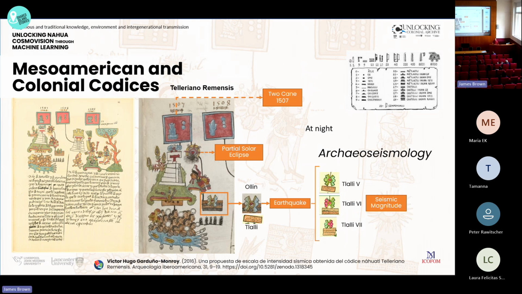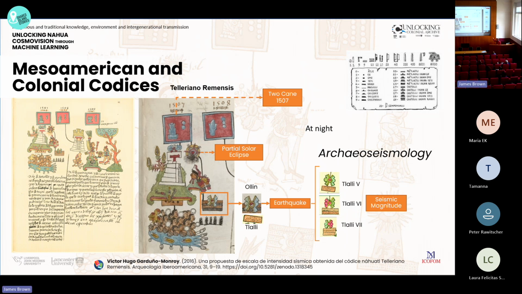So I show you how we have the Telleriano-Remensis codex. This is a colonial codex. So the knowledge that we have here is hidden because we don't have the technology to actually embed it. So you have to be an expert to actually understand the pictographic language. So in here, what you can see, we have the symbol where it says earthquake, that symbol Ollin, and Tlalli means land, and Ollin means movement. So that means an earthquake.